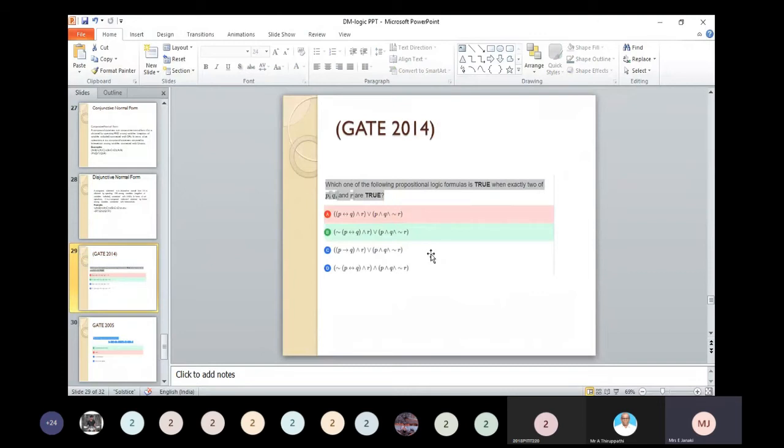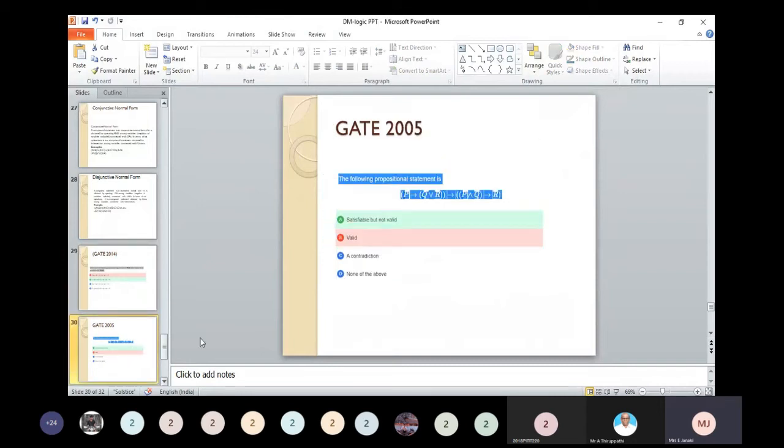This is an example problem. Which one of the following propositional logic formulas is true when exactly two of P, Q, R are true? The answer is P biconditional Q, and R, or P and Q and negation R. This is another example. The following propositional statements: P conditional Q, R, R conditional P, and Q conditional R. The correct answer is satisfiable but not valid.